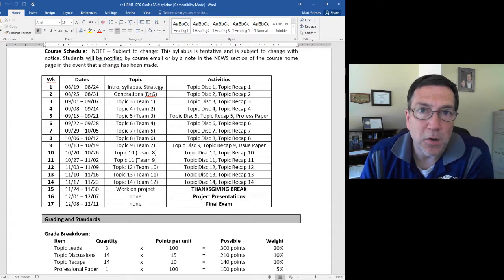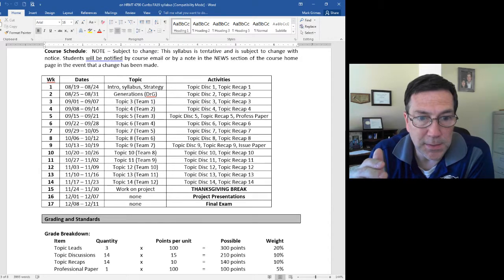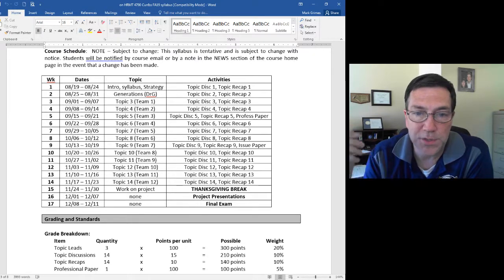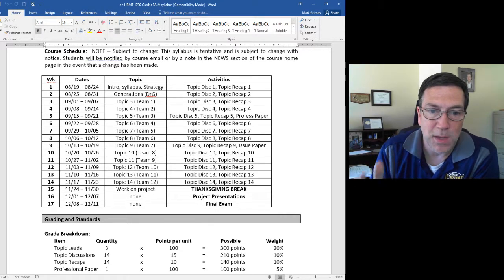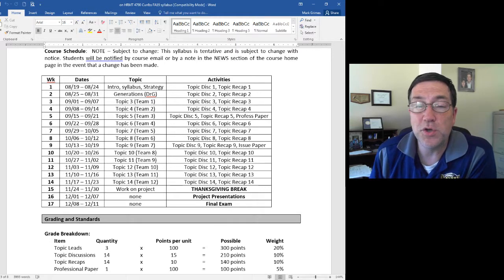There's a schedule out on our homepage and an announcement that tells you if you're on Team 4, it is week 4 that you pick a topic, week 5 that you research it, week 6 that you lead it. And that's the same thing with everything else. So you can plan ahead as to what you need to be doing when.